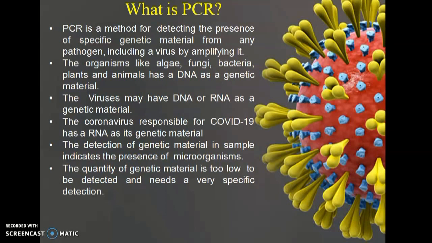We know all living things have genetic material. Most living organisms have DNA as their genetic material. It may include algae, fungi, bacteria, plants and animals. But in the case of some viruses, they have either DNA or RNA as a genetic material. In DNA, again two options are available. Some viruses may have double-stranded DNA, or some viruses may have single-stranded DNA.